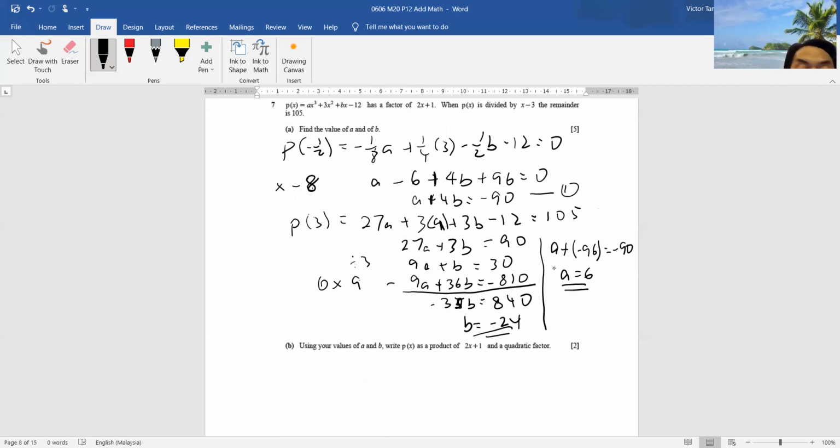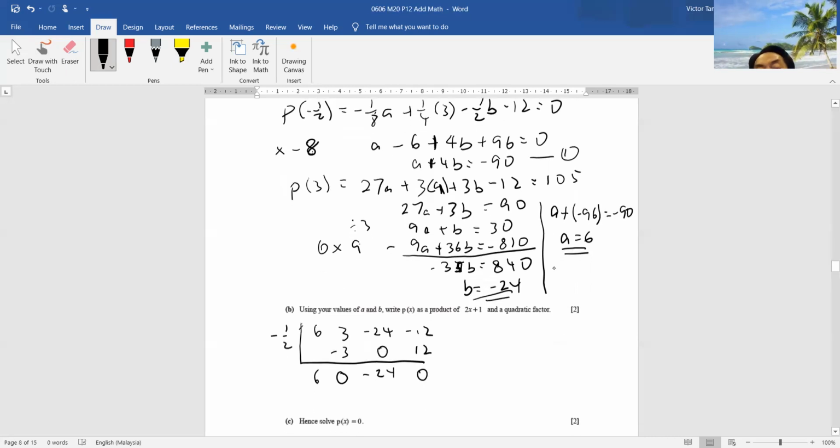Okay, what I'm going to do is the synthetic division method, which is easier. So I'm going to write down all the coefficients: 6, 3, minus 24, minus 12. And this will be minus half. Okay, bring the 6 down. Times, you get minus 3, add, you get 0. So this is 0, this is minus 24, this is 12, this is 0.